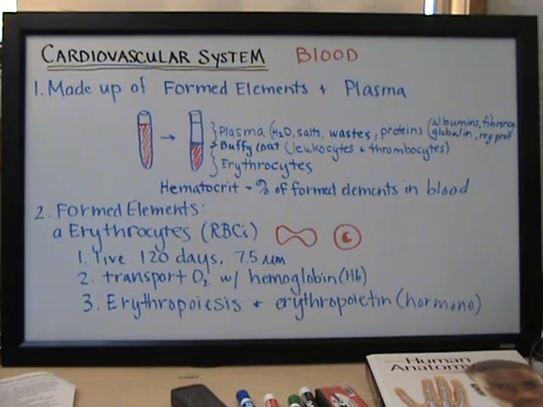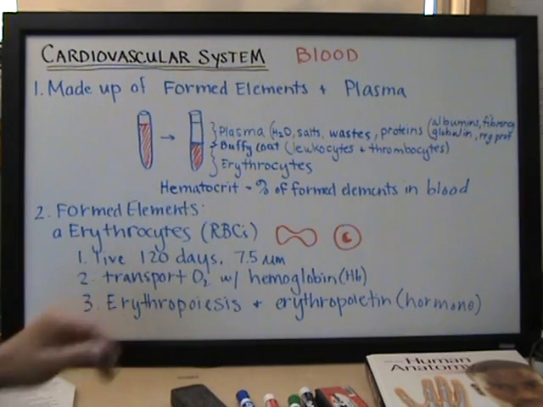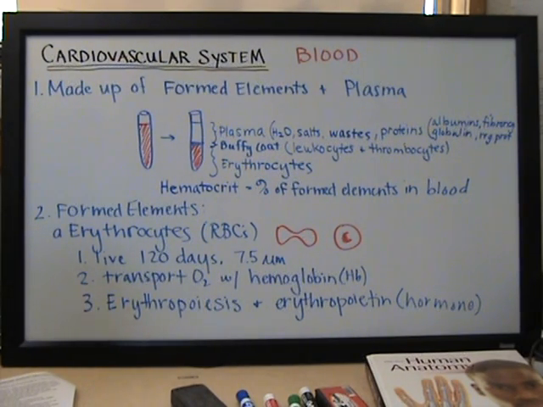The cardiovascular system has three components: the heart, the vessels, and the blood. So today we'll talk about the blood. Now the blood is made up of formed elements and plasma, so two parts.